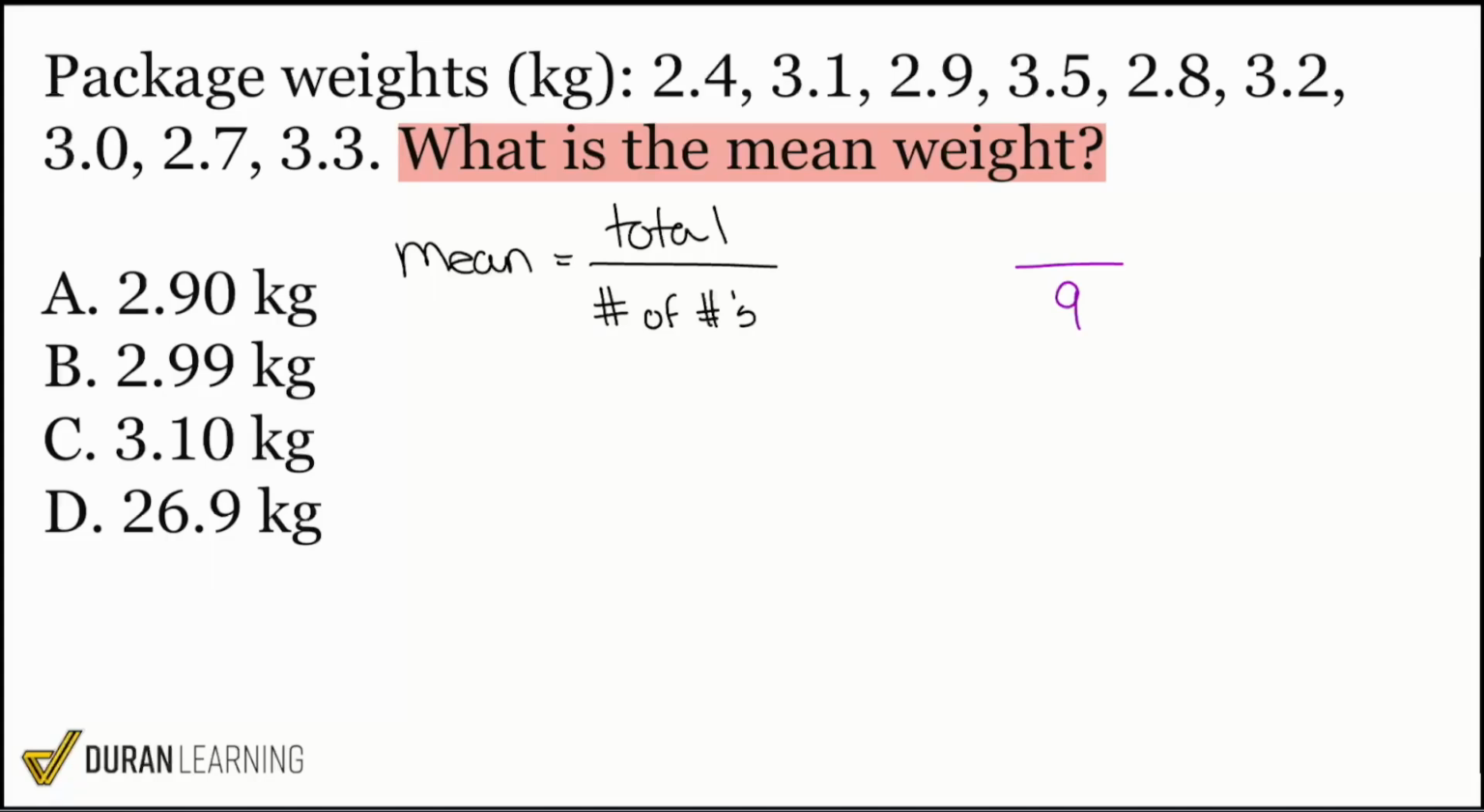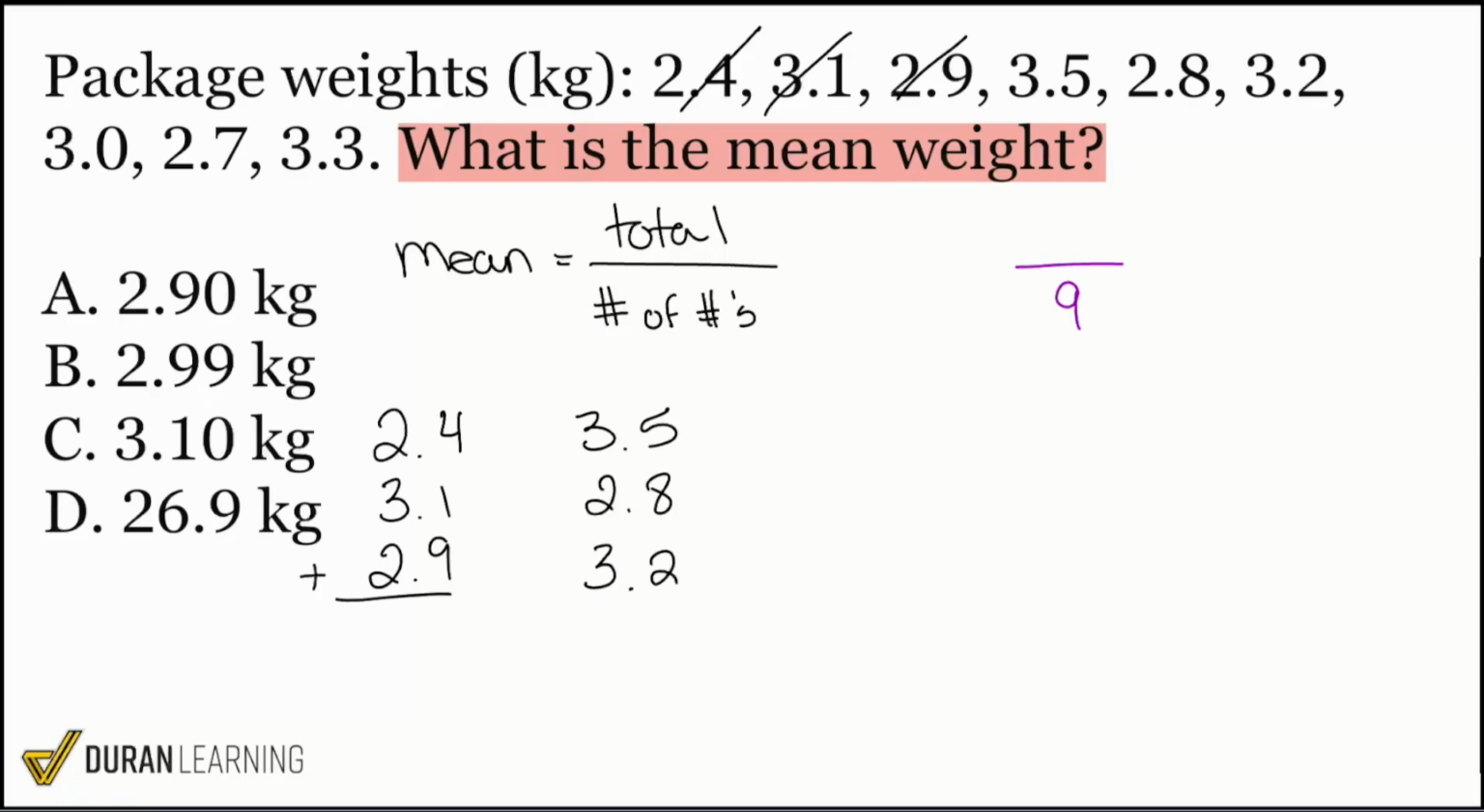So we have 2.4, 3.1, and 2.9. And I'll do them over here. Then I'll actually do these in threes. So those are the first 3. I'll do the next 3 over here, 3.5, 2.8, 3.2, just to make it manageable. So 1, 2, 3 again. And now we have 3, 2.7, and 3.3. So that's just one way that I would handle it.